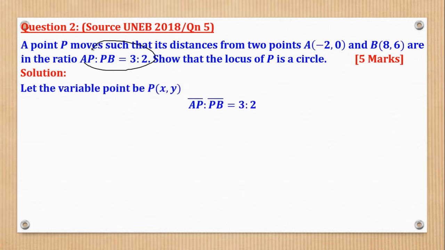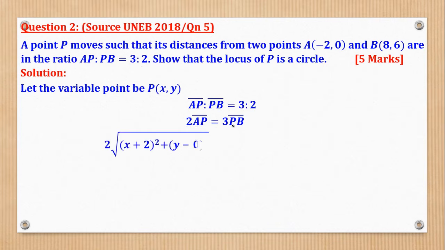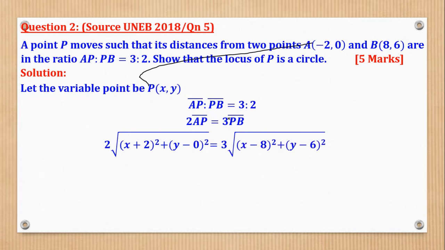Therefore, we code the condition which was given. Then remember, this one is the same as AP over PB equal to 3 over 2. Therefore, when I cross multiply, I come up with 2AP equal to 3PB. AP is the distance between A and P, and PB is the distance between P and B. Therefore, those are the formulas. Don't forget the 3.